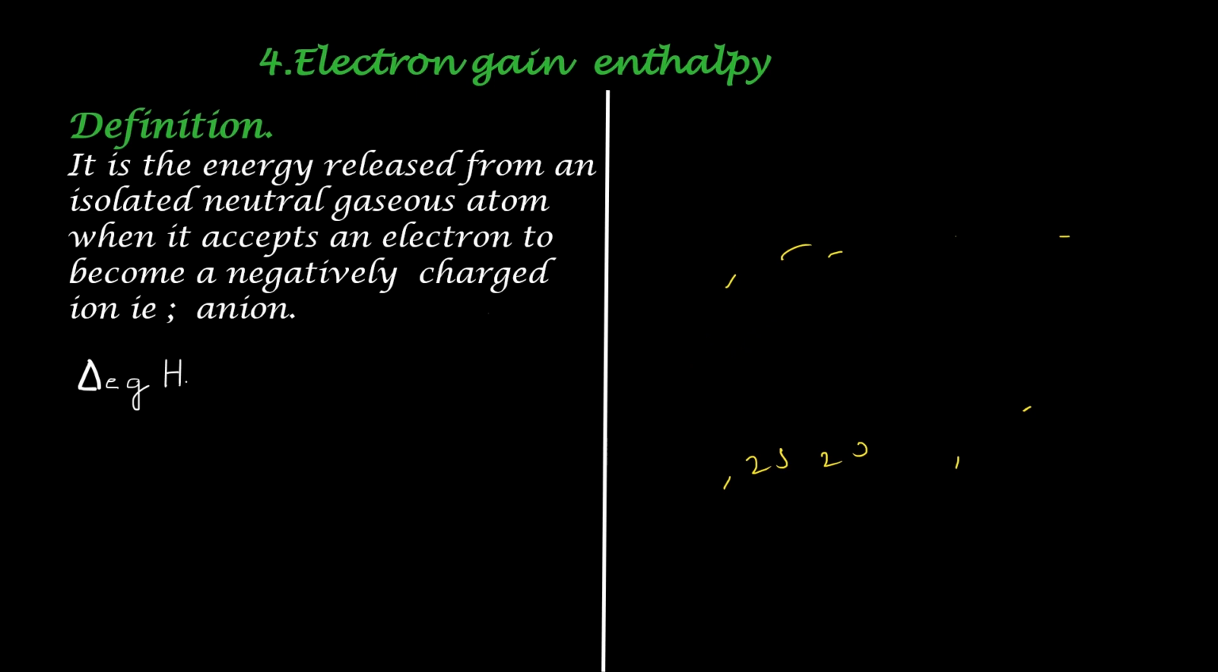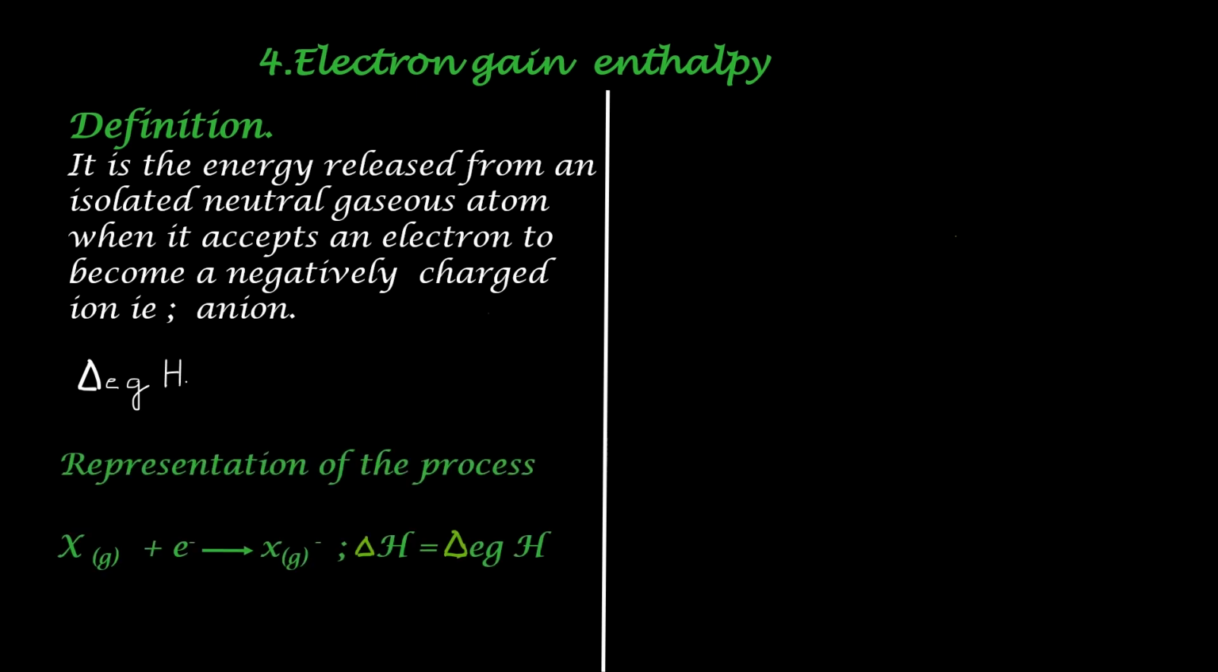The difference in the energy is electron gain enthalpy. Energy is released. The change in energy is represented as delta electron gain enthalpy, delta EGH. Now let us make the general representation of the process. X gaseous plus electron gives X negative ion and change in enthalpy, which is electron gain enthalpy. This is how the whole process is represented.